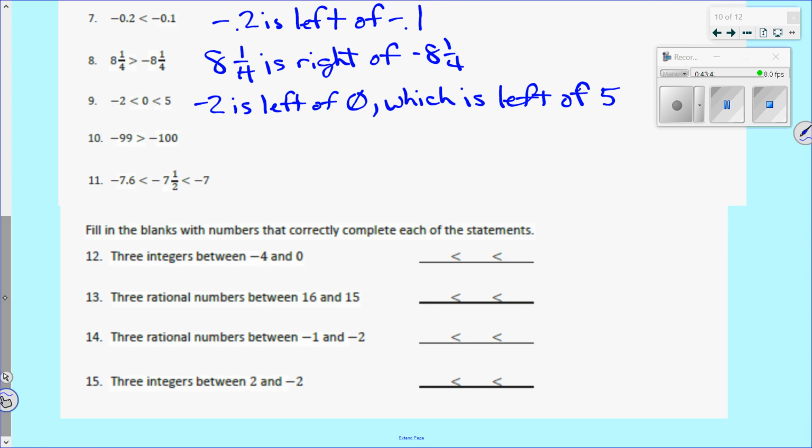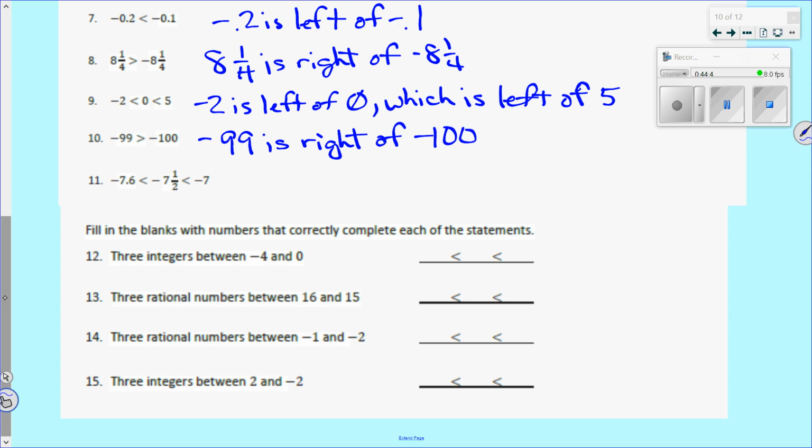What about -99 and -100? So where's -99 in relation to -100? Is -99 left or right of -100? It's to the right. Yep, it is right because it's bigger.